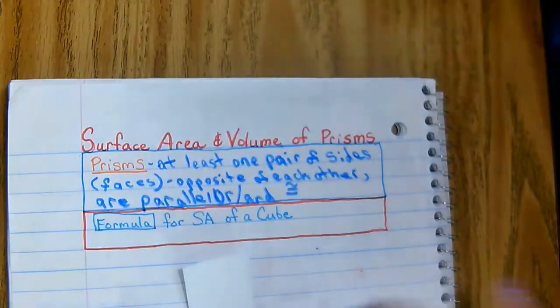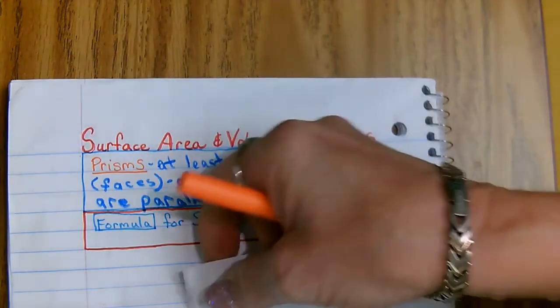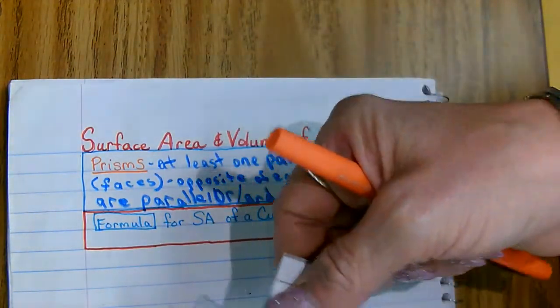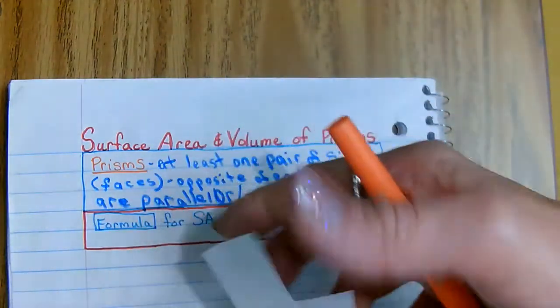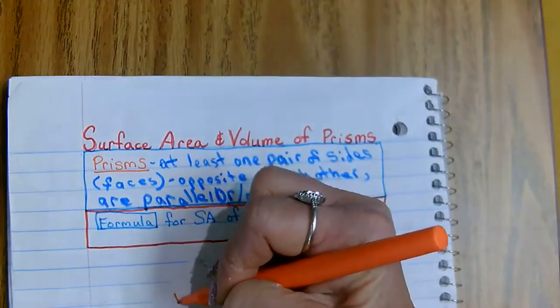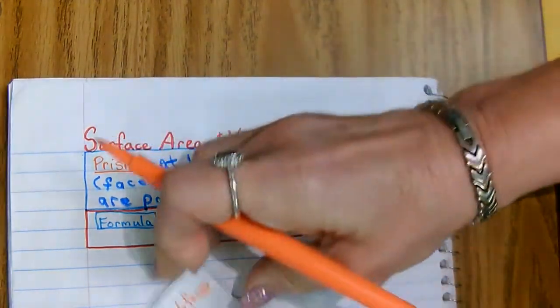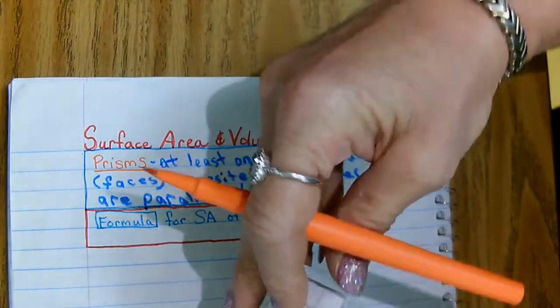Now on this side, let's talk about some different details. These things right here are all called faces. So how many are there? Yeah, so there's 6 faces. So I'm going to put that here. 6 faces.